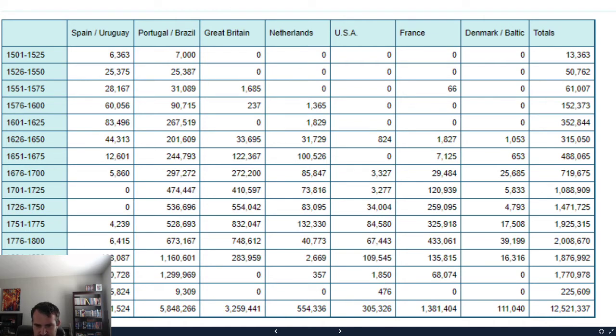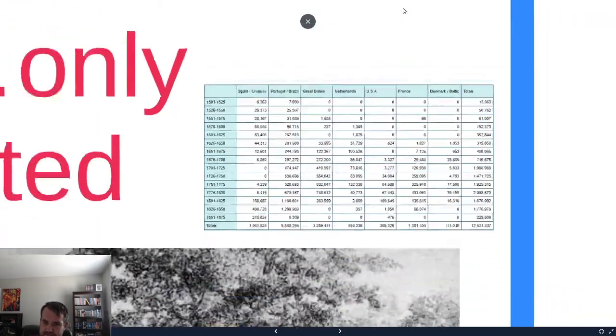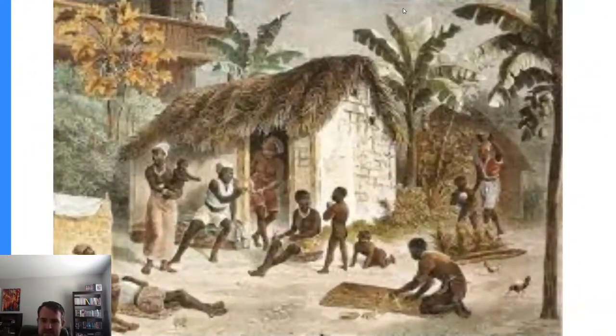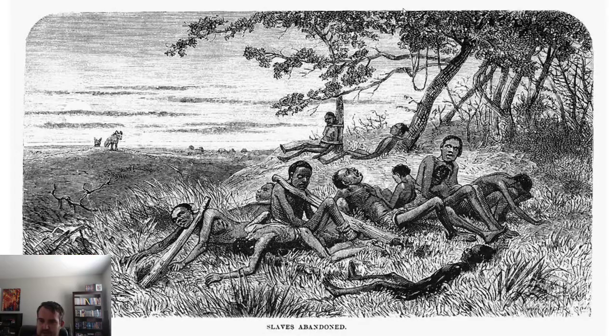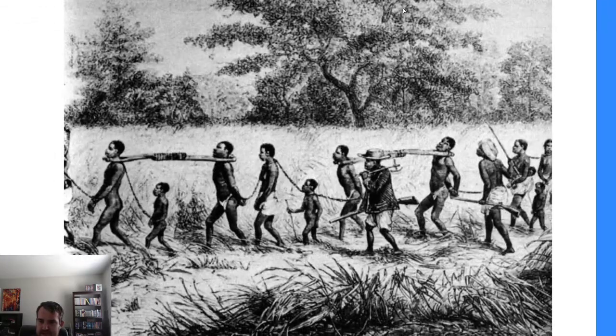And then once our Civil War actually got going, we were one of the three countries that were still participating in the slave trade after a lot of other countries gave it up. All right. And then, yep, here's some pictures of slaves working in the conditions in the New World. So it's some pretty messed up stuff.